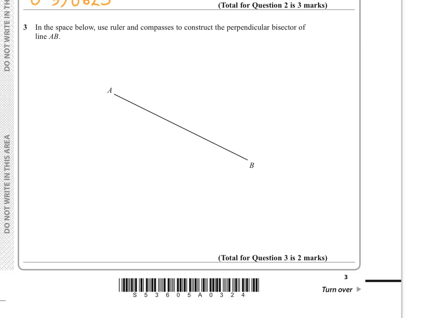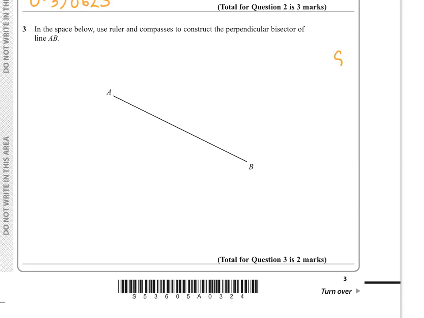Question 3. In the space below, we've got to use ruler and compasses to construct the perpendicular bisector of the line AB. Well, believe it or not, I don't have a compass in the house, which is really annoying. That's why I kept this question till last. But I can explain by using the word S for sharp point and P for pencil. So S is sharp and P is where your pencil will be.